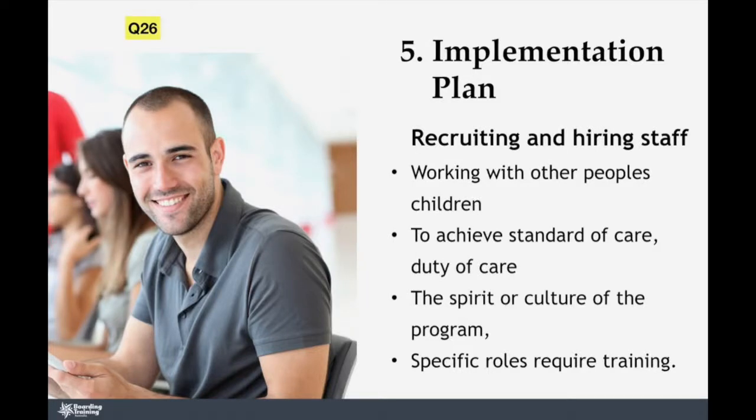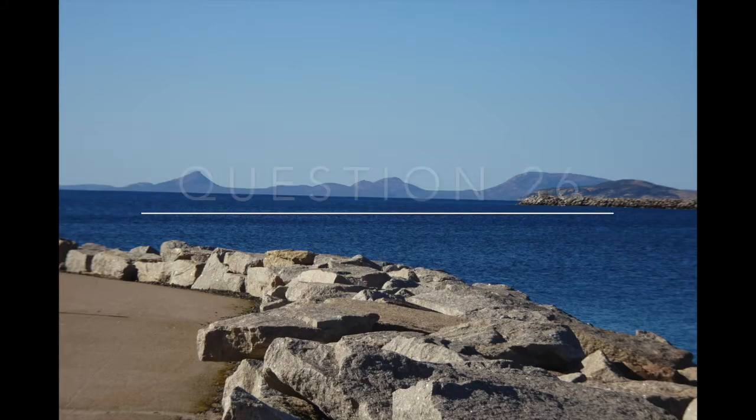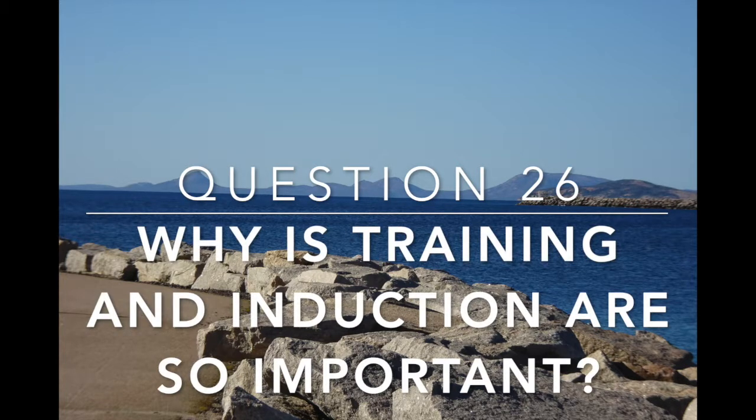And that's because you're working with other people's children. You need a certain standard of care, a duty of care, and also you need people to embrace the spirit or the ethos of your program. What's it for? You need them to embrace that ethos. And as well as that, you may have special training that's required for special programs. For example, you might have a liaison officer or a recreation officer, something like that, and those people may need special training. Question 26 asks why training and induction are so important.